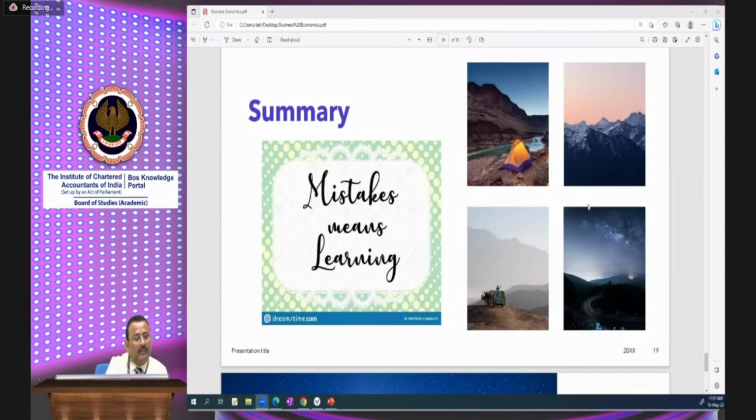How to manage time in this paper, and which should be attempted first, economics? First you have to attempt economics, and after that business economics. Basically, for a 60 marks question paper in economics, mostly 1 hour 15 minutes is allocated, and for 40 marks, 45 minutes is allocated. So the total time for paper 4 is 2 hours.